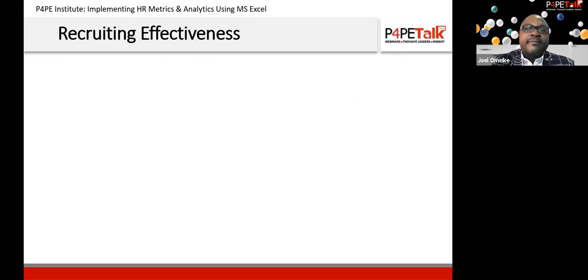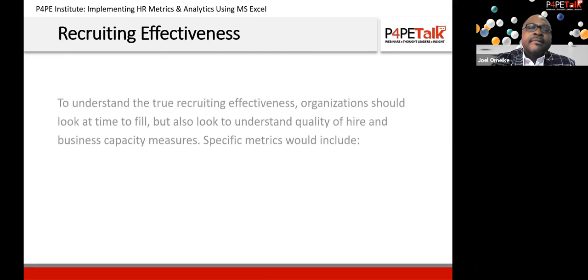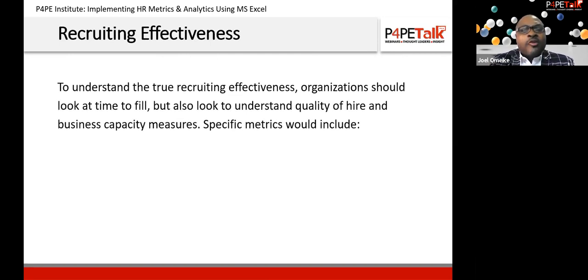Recruiting effectiveness. Now, is recruitment effective? Well, to understand whether it is effective, you must look beyond time to fill vacancy. You will also look into the quality of hire, all right? The business capacity measures that hire has been able to drive in the organization. And then you can say, yes, they are adding value to the organization, that the recruitment desk, HR, is also being effective in driving recruitment in the organization.